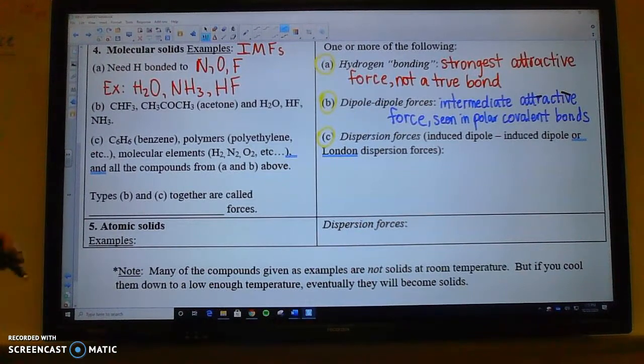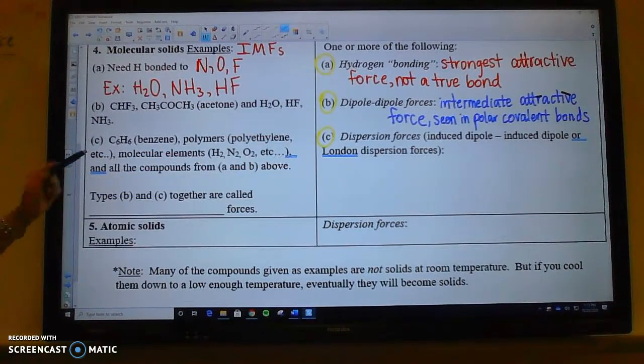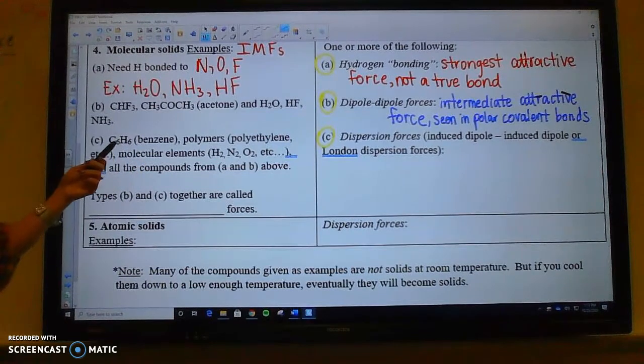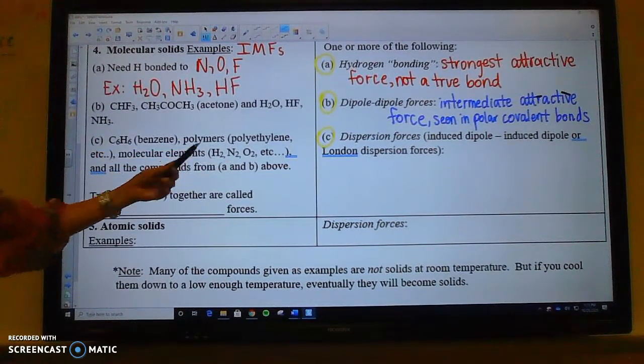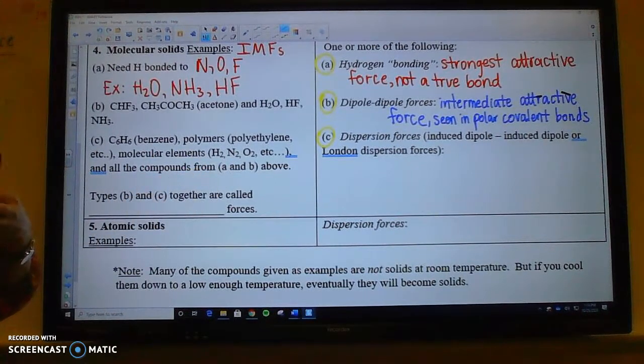I want you to notice something about the compounds in letter C, and this is the dispersion forces. In letter C, there are things like this one, which is C6H6, which has a common name, benzene. Notice that you only have carbons and hydrogens. For the other molecules, notice that you have two of the same molecule bound together.